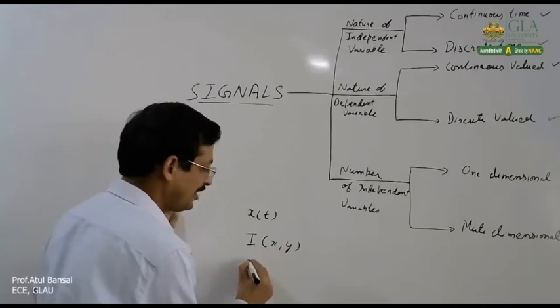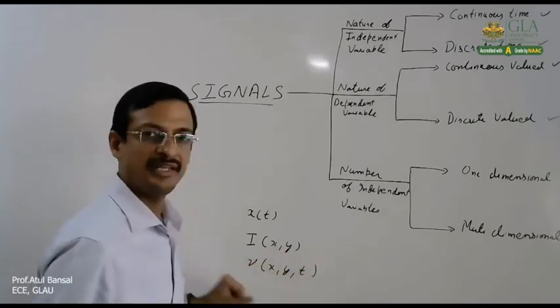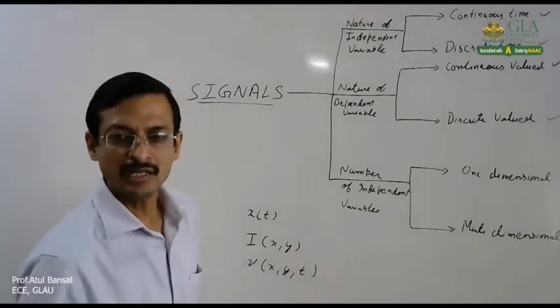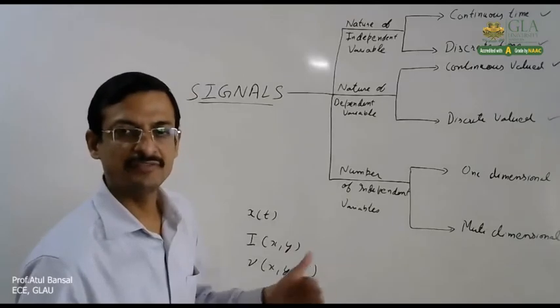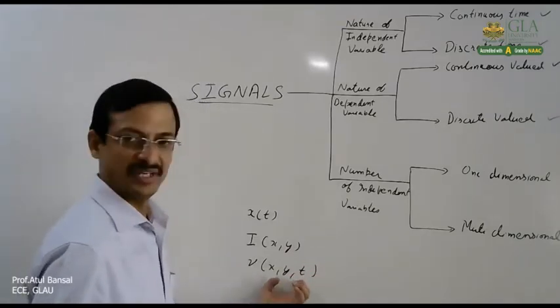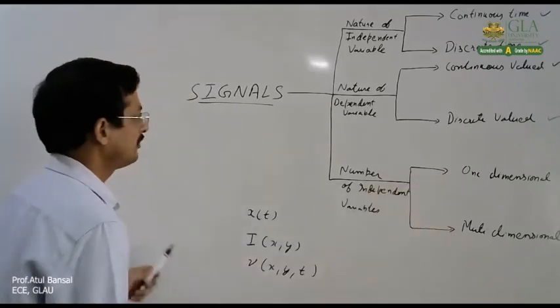Same way, if we look at video, it is x, y, and t. As we discussed, video consists of a set of frames which vary with respect to time. So time comes in over here, and it becomes three-dimensional. So that is the one-dimensional and multi-dimensional classification of signals.